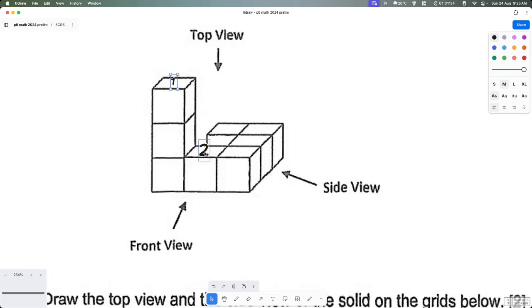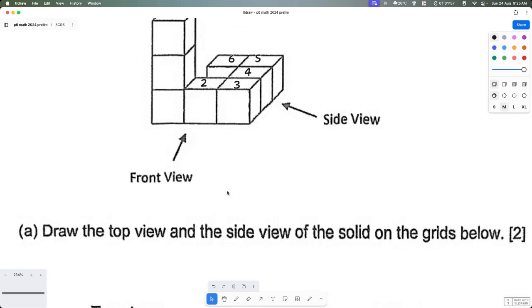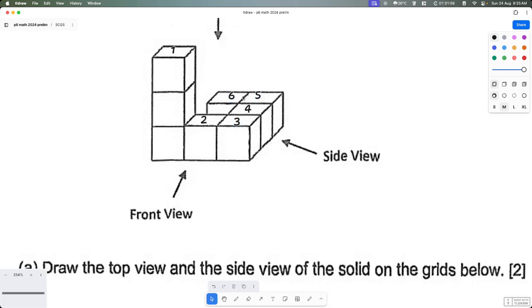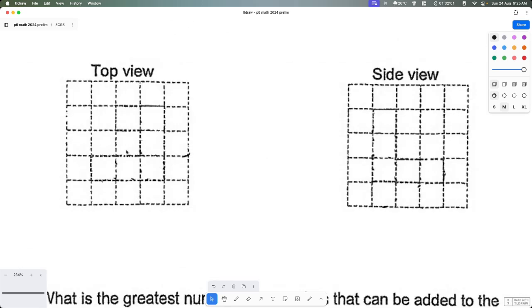And then we have 2. Then we have 3. Then we have 4. Then we have 5. And lastly, we have 6. So now we can draw. It's basically like an inverted C-ish. So 1, 2, 3. So we just have one difference.